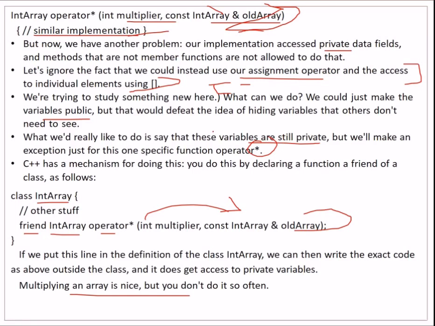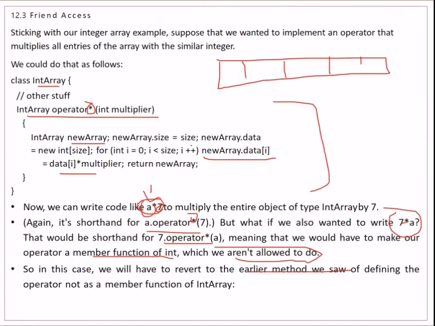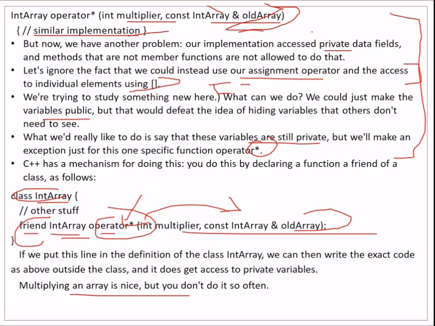But C++ actually has a mechanism for solving this problem: you can declare a function a friend of a class. You have a class, and you declare a function called operator star, that is, operator overloaded star, and it does the same stuff as we did earlier. If we put this line in the definition of the class IntArray, we can then write the exact code as above outside the class like this, and it does get access to private variables.